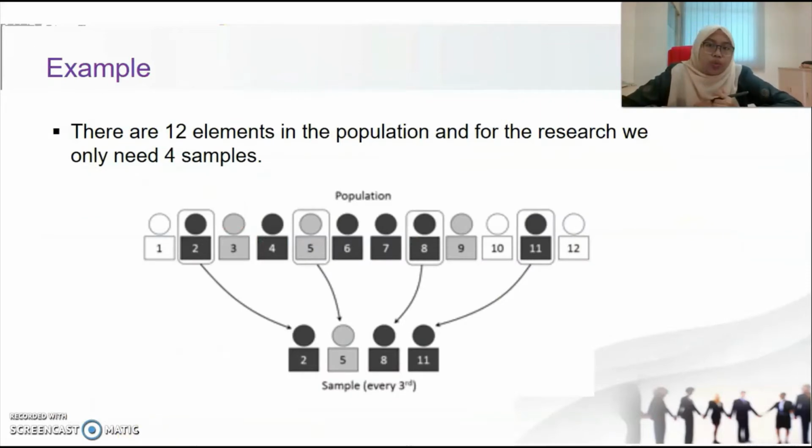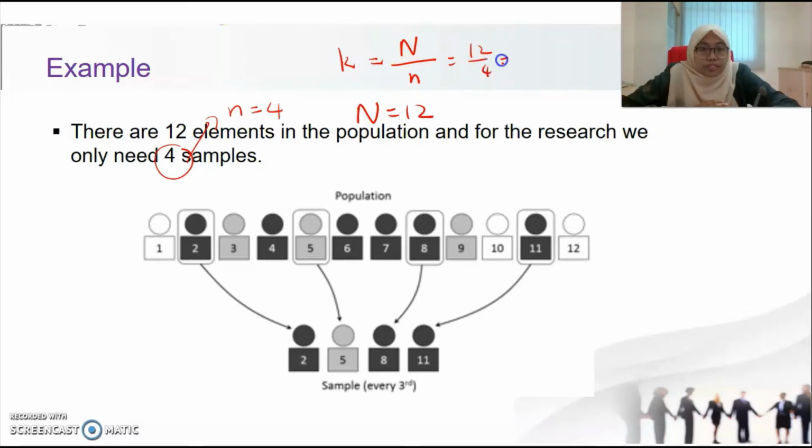Okay, let's see this example. Let's say I have 12 elements in the population, so my population size is 12. For research purposes, I only need 4 samples, so this is my small n. Now I want to use systematic sampling to get the 4 samples. In order to do that, I must identify the k value first. K is population size over sample size. So 12 over 4 is 3. So my interval is 3.